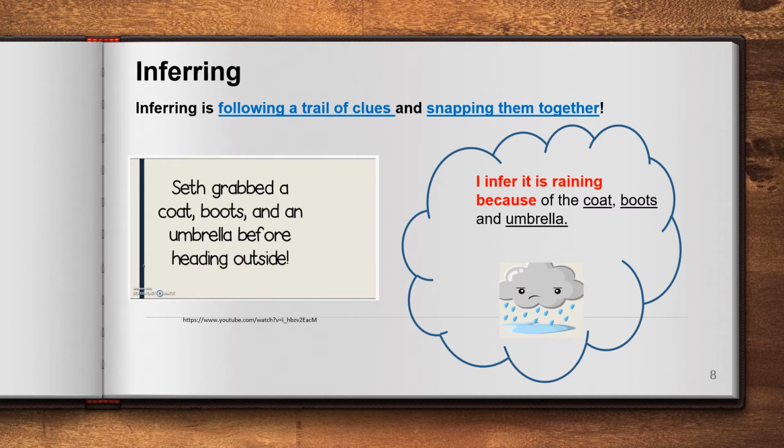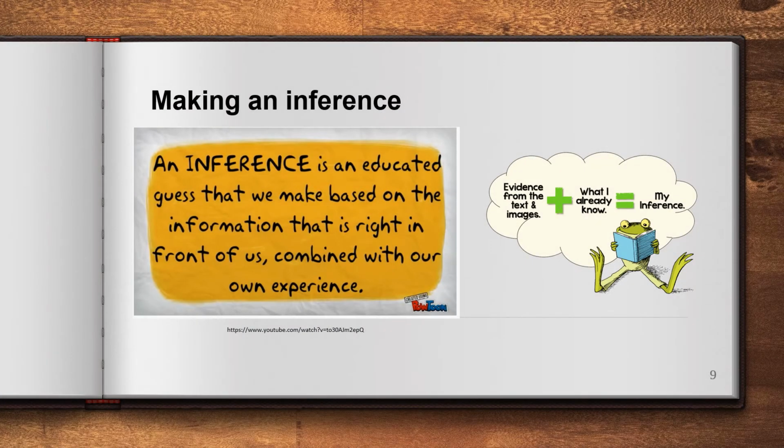And that's one of the things about inferring. You say what you infer, and you kind of give your clues every time. You say, I infer because. So another way of talking about inferring is called making an inference. It's the same thing. And an inference is actually an educated guess that we make based on the information right in front of us, but we combine it with our own experience. So inferring is a mixture of clues and of our own knowledge.